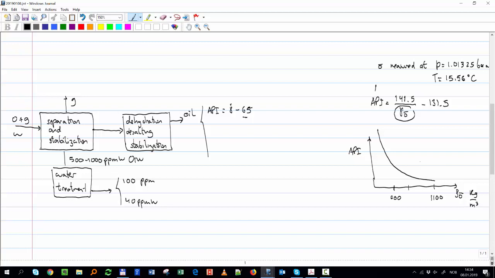And that's why we use this API. Even though it seems strange, you say why are petroleum engineers using that? That's the reason. It has some logic to it.